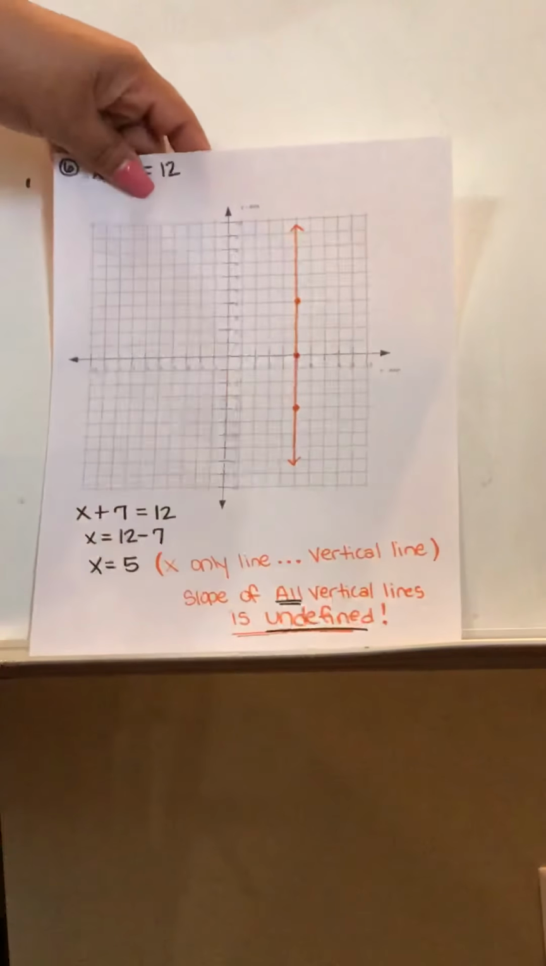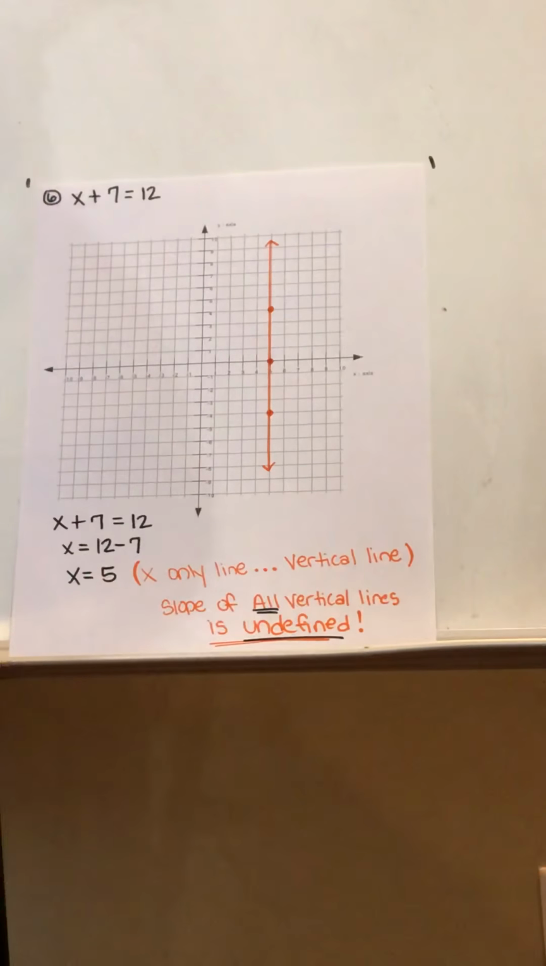Our next example is going to be x plus 7 equals 12. Now here, you have no y. There's no y in that problem. So this is another special line. This line has only the x variable.